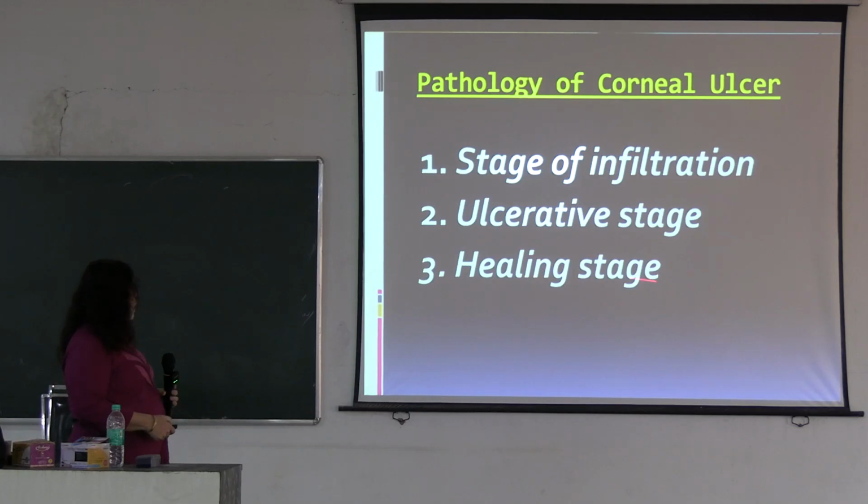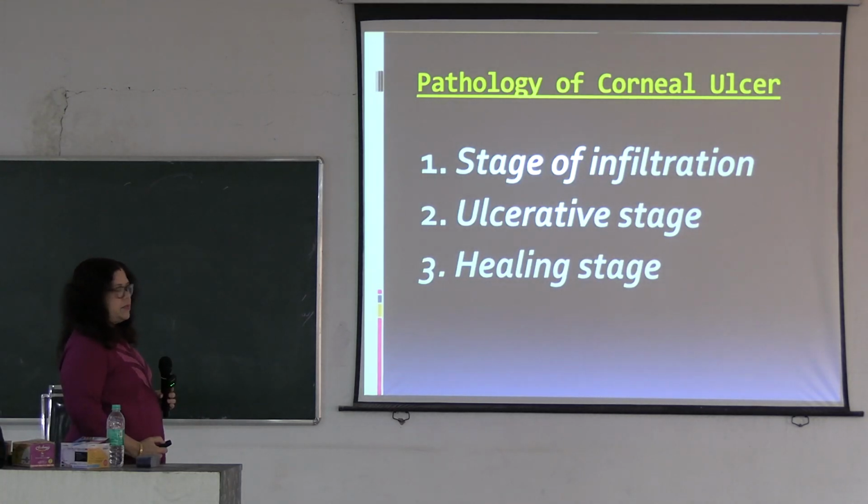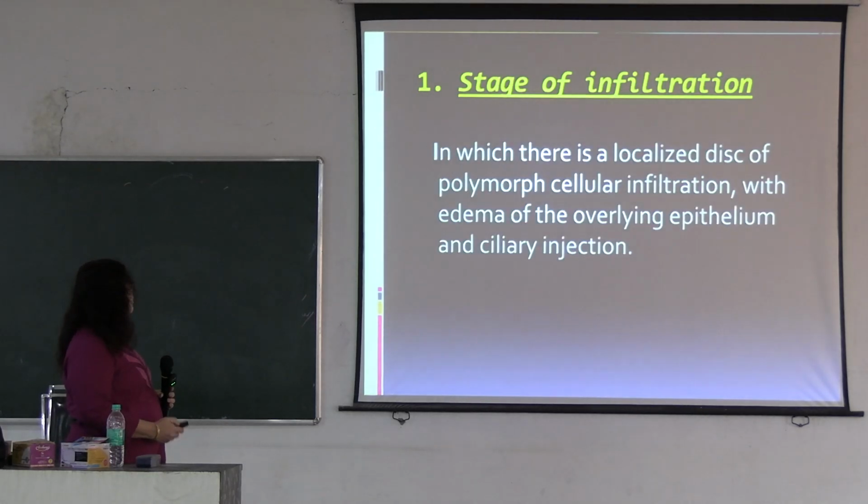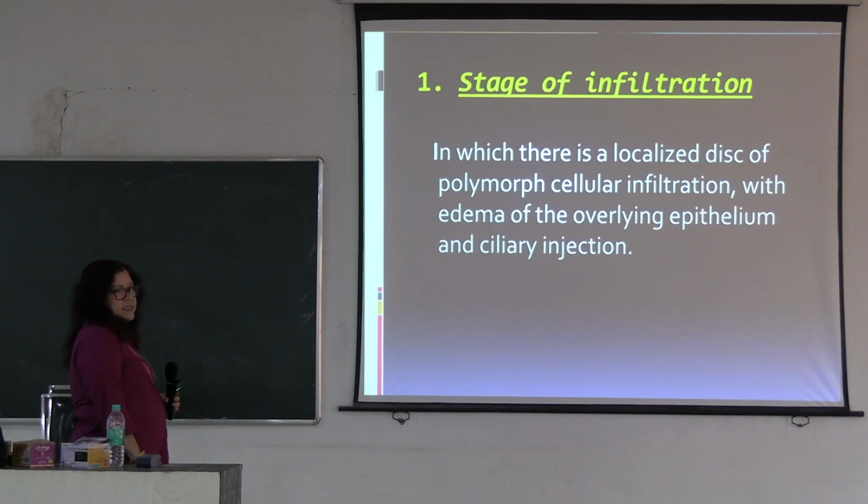The healing stage may depend on the stage of the disease and the layer of the cornea involved. So, the healing stage has a different scenario according to the stage and the type of corneal ulcer. Stage of infiltration, in which there is a localized disc of polymorphonuclear cellular infiltrations, and in this stage there is edema of the cornea and there is ciliary congestion, meaning circumcorneal congestion.